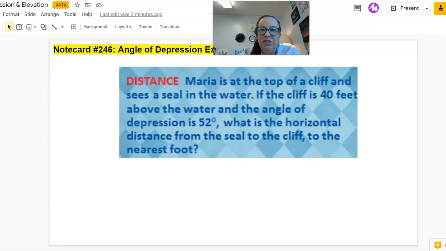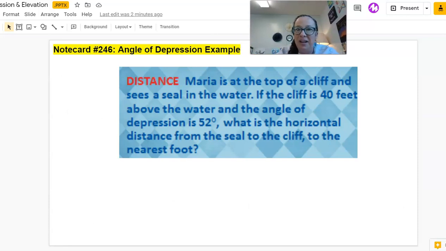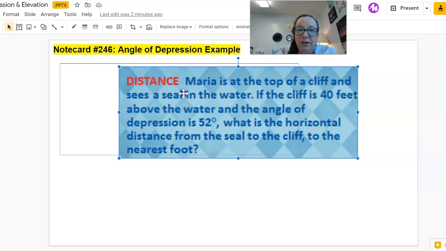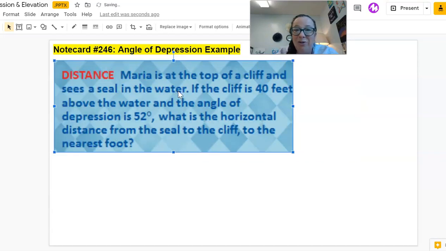All right, now we're going to get into actual examples and working these out. So here's the first example for the lesson. Note card 246 is an angle of depression example. And I do think it's advantageous for you to write the problem down on your note card so that when you're studying, you can see what it says.